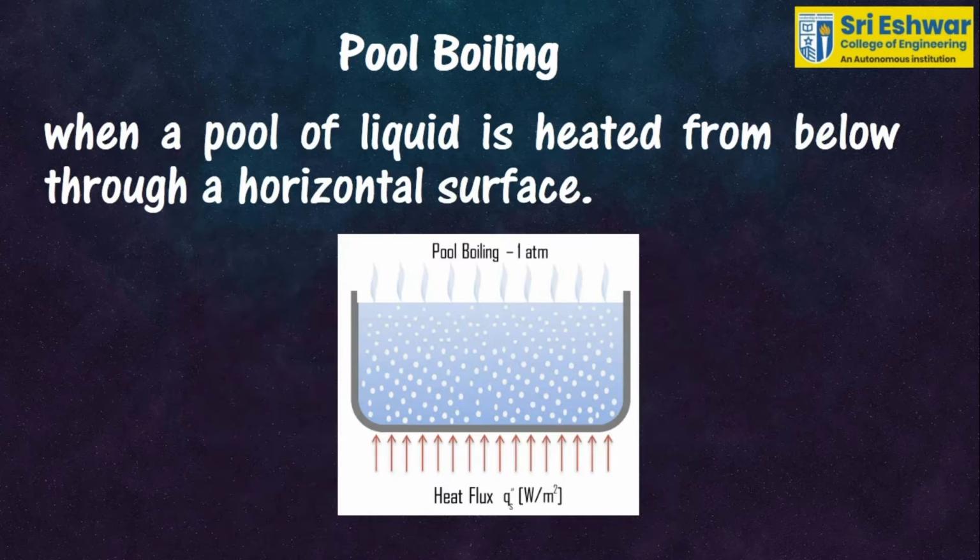We are going to see the types of boiling. Pool boiling occurs when a pool of liquid is heated from below through a horizontal surface. In pool boiling, the motion near the surface is primarily due to the natural convection. This is the phenomenon which occurs in pool boiling.